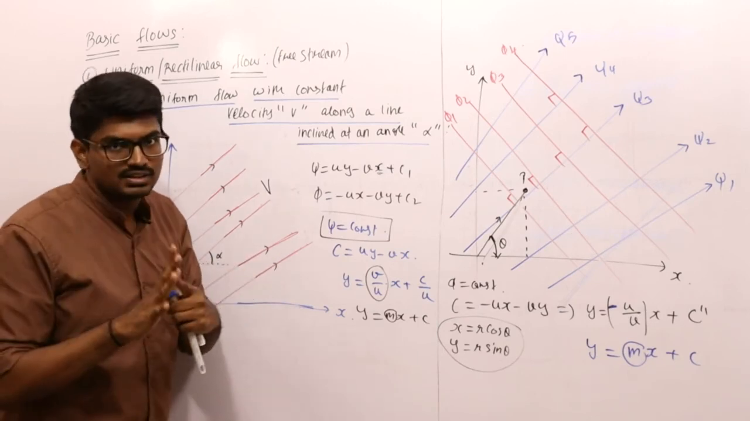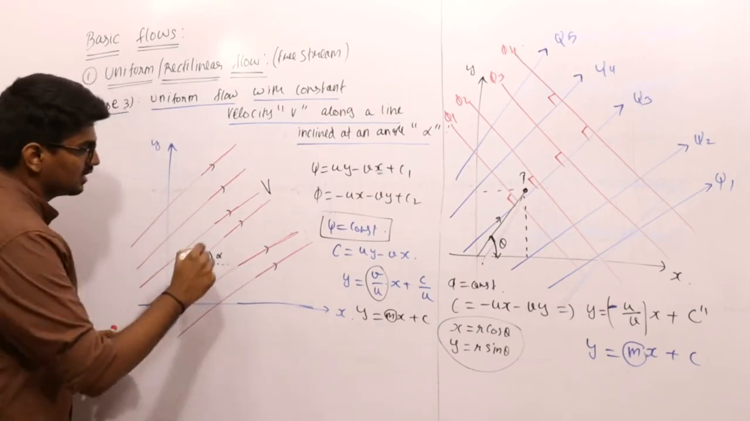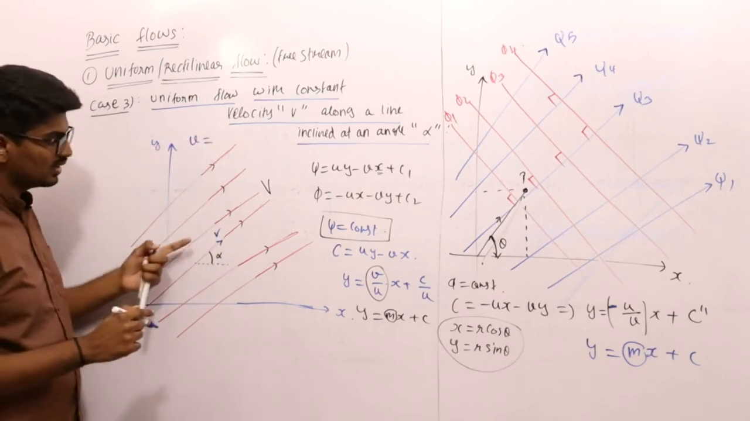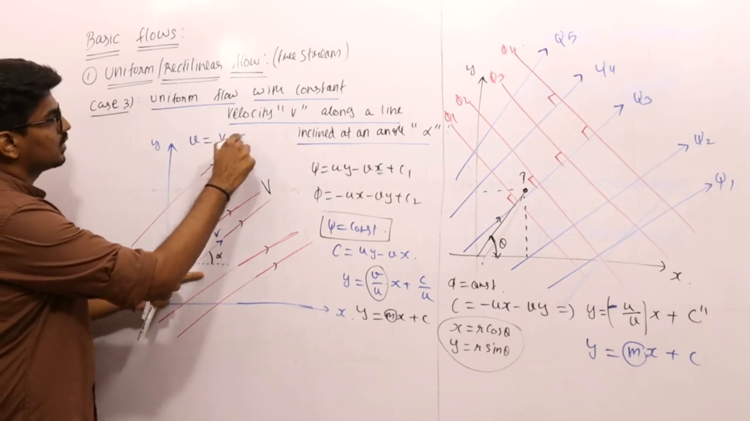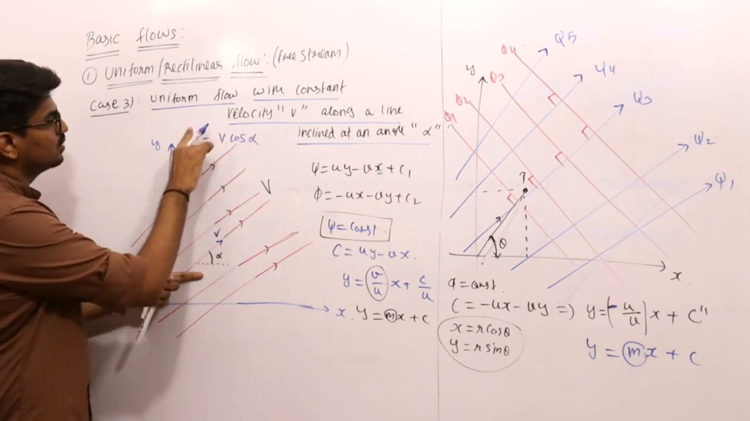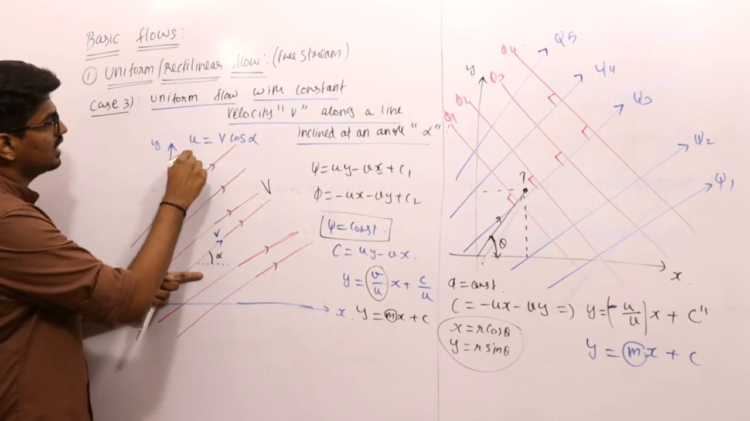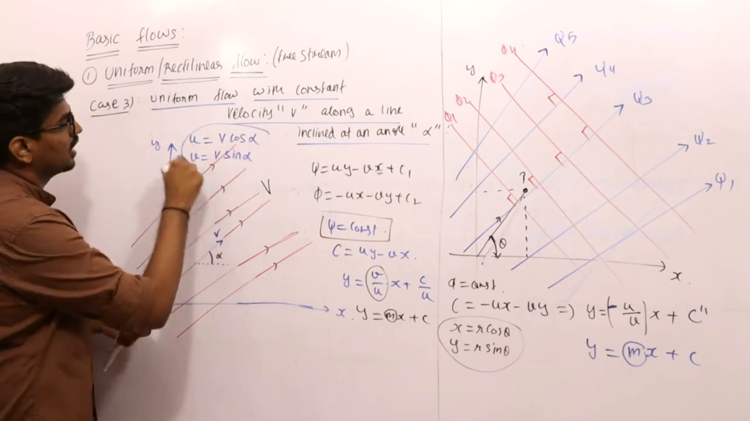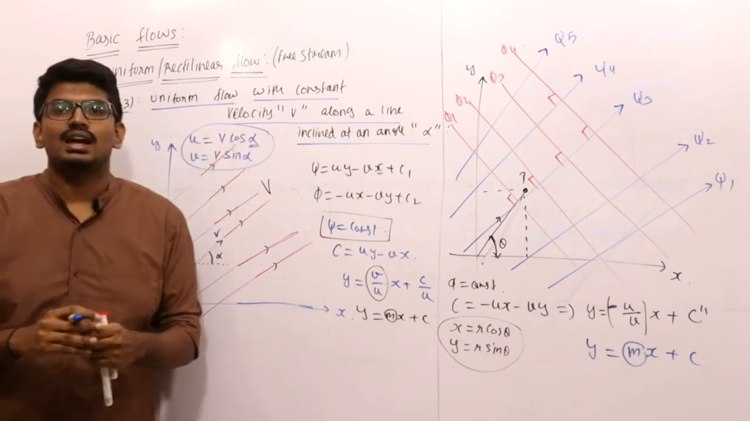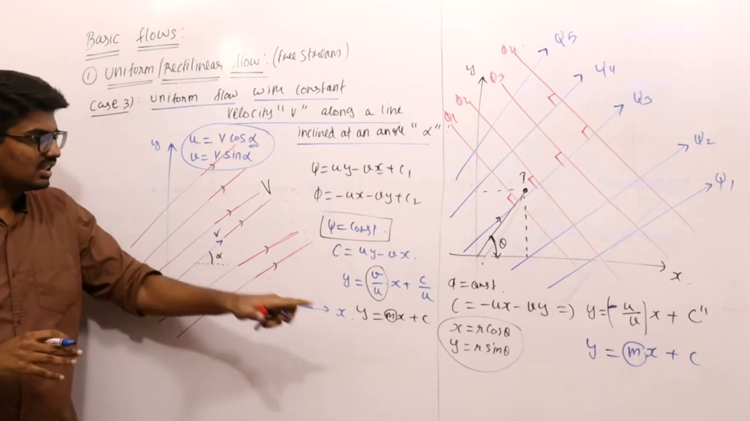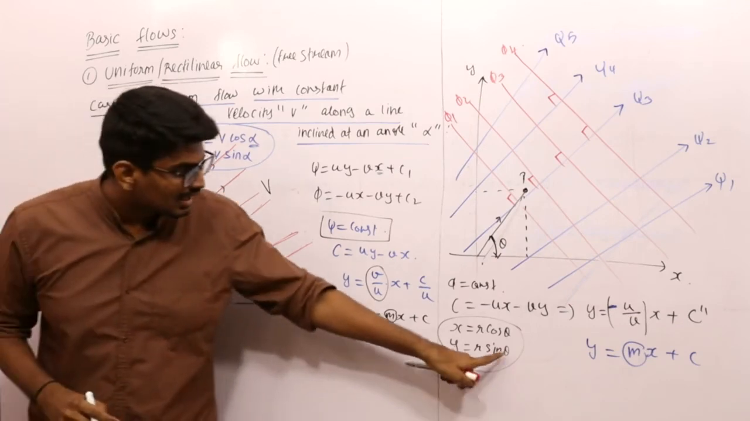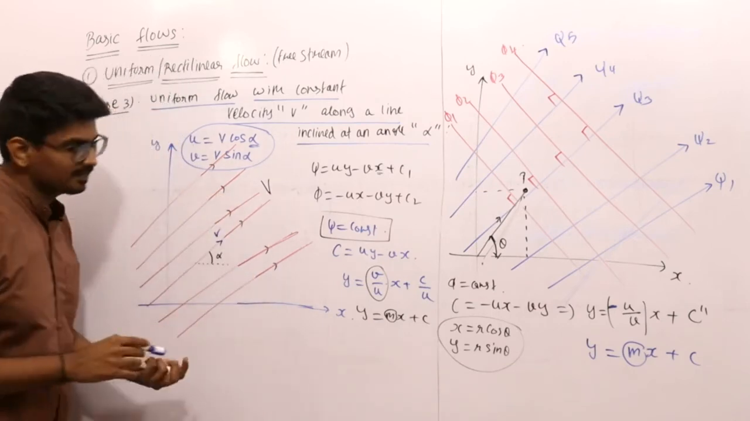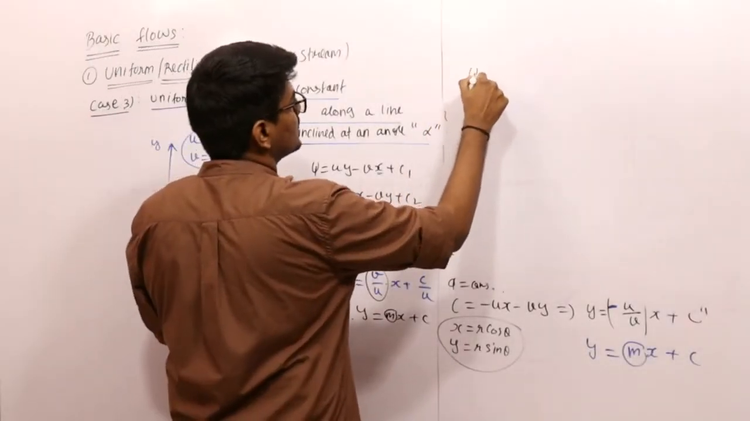Now understand the difference. This is v vector. U is v cos alpha, don't forget that, and small v is v sin alpha. So alpha is the angle made by velocity with x-axis. Theta is the angle made by this position vector with x-axis. So finally, if I substitute everything here, how does it look?